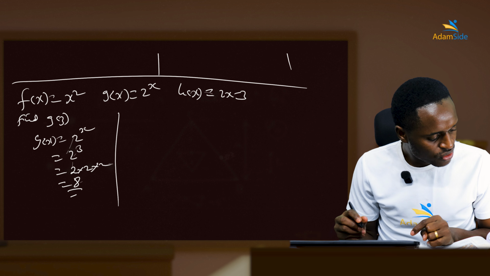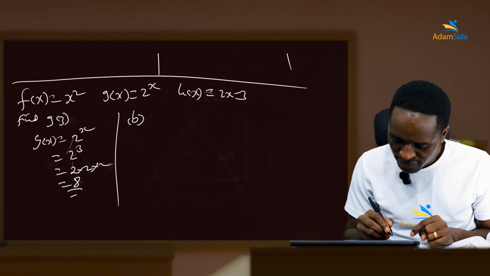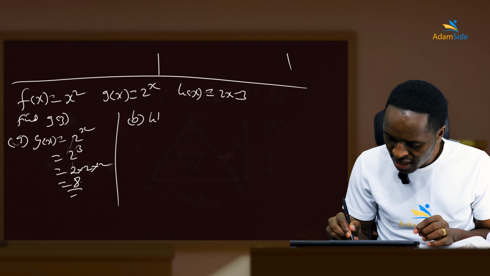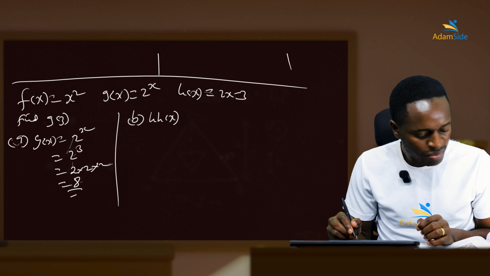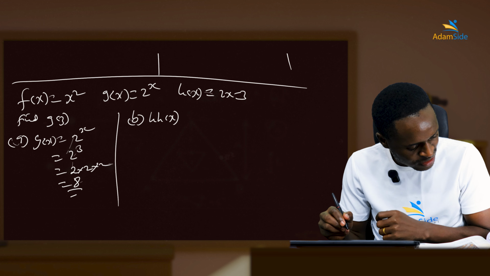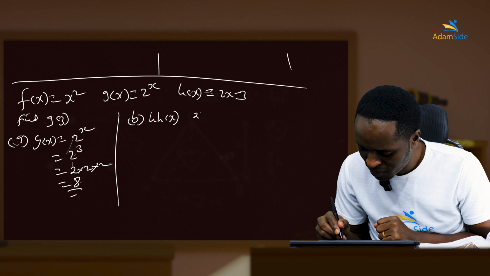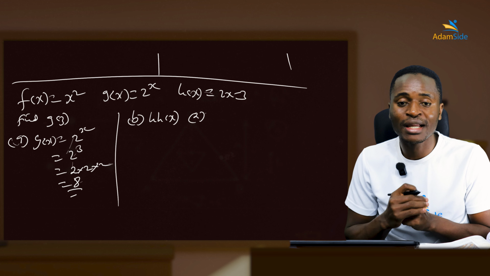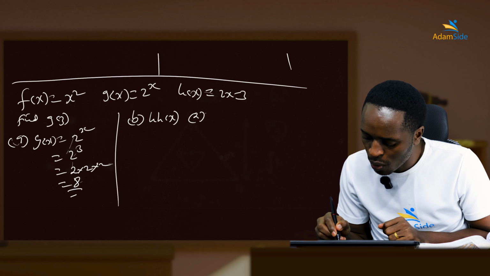Find b. This was a. Find b. Find h of x in simplest form. In other words, this one, and they have written there 2 marks. This one they want you to find as a candidate. This is composite function.